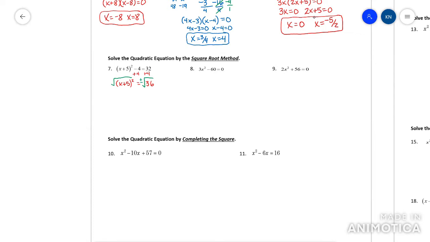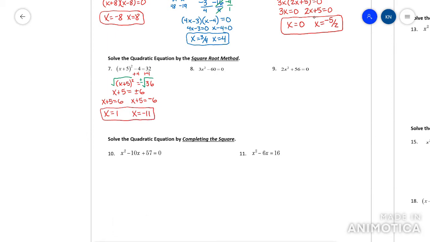So on the left, it just becomes x plus 5. On the right, it becomes plus minus. The root of 36 is 6. Now, you're going to write it twice. X plus 5 equals 6. X plus 5 equals negative 6. Solve each one. So subtract 5, you get x equals 1. Subtract 5, you get x equals negative 11.